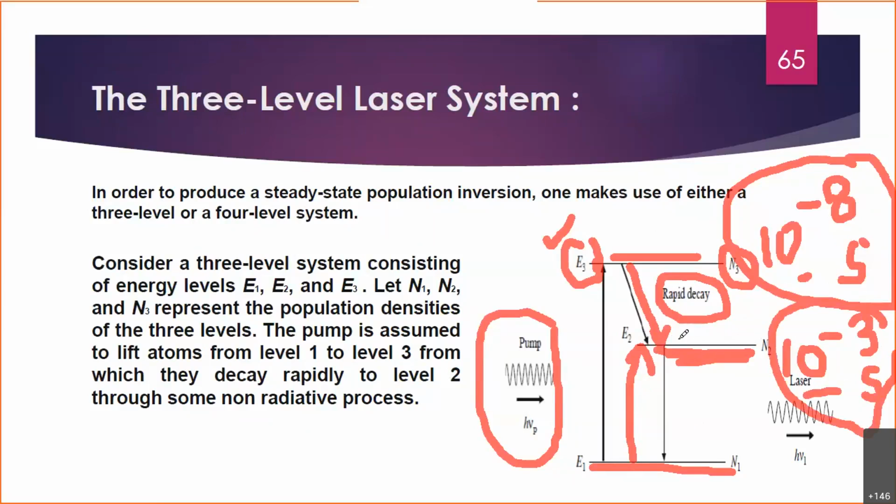So now what happens in this case? Particles are coming from level 1, reaching level 3, and immediately they come to level 2. Here in this case, because of the high lifetime, they are getting accumulated.